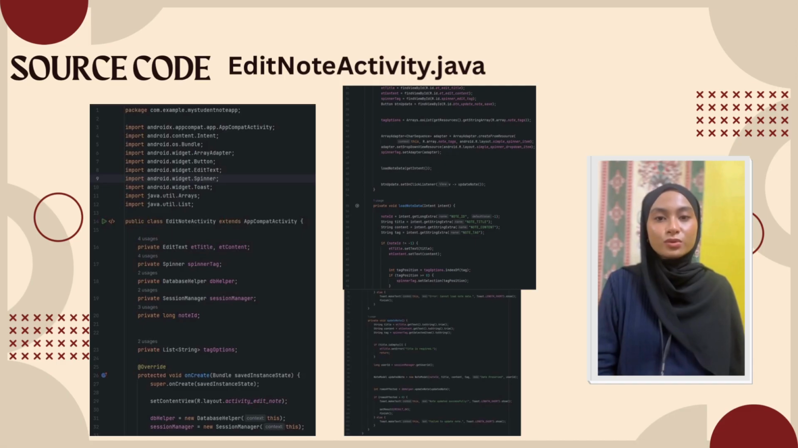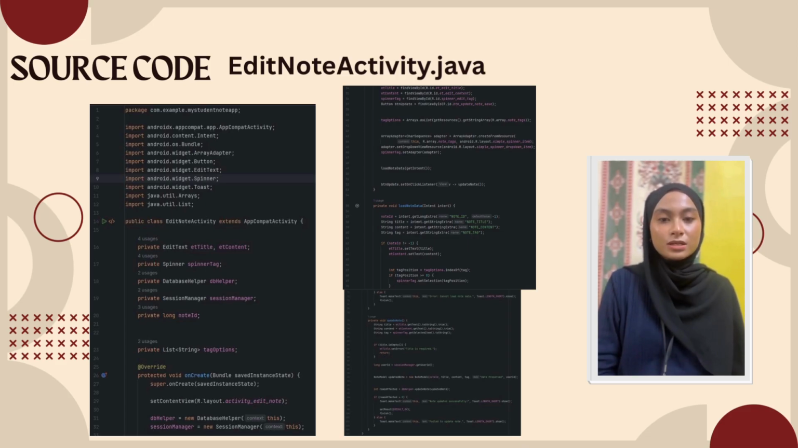This is the source code for EditNoteActivity.java. The EditNoteActivity.java file has a more complex set of responsibilities than the AddNoteActivity, mainly focusing on, first, data retrieval and display. When the activity starts, the code must first retrieve the unique ID of the note being edited and use that ID to fetch the current title and content from the database. It then displays this existing data in the EditText fields.